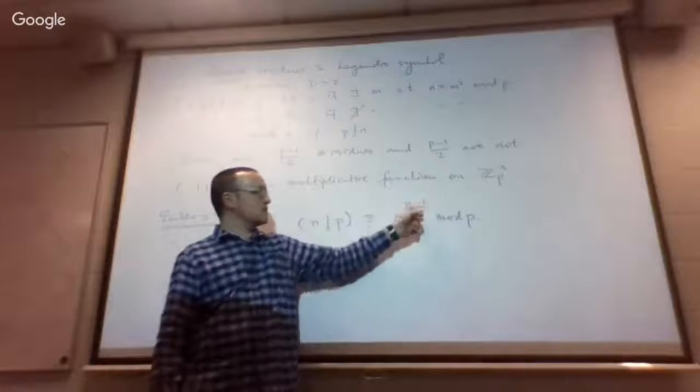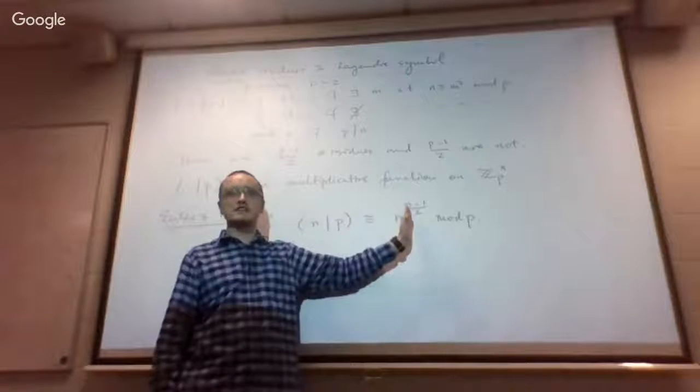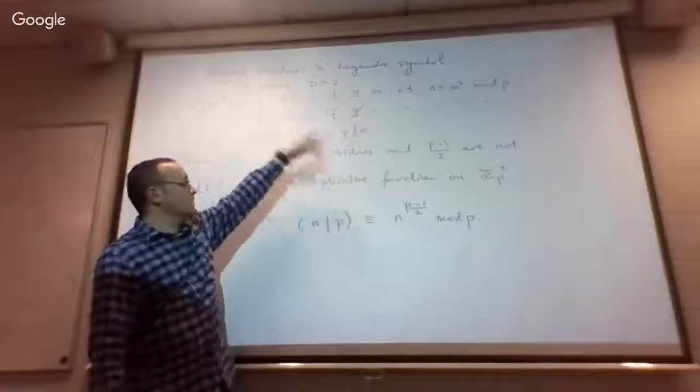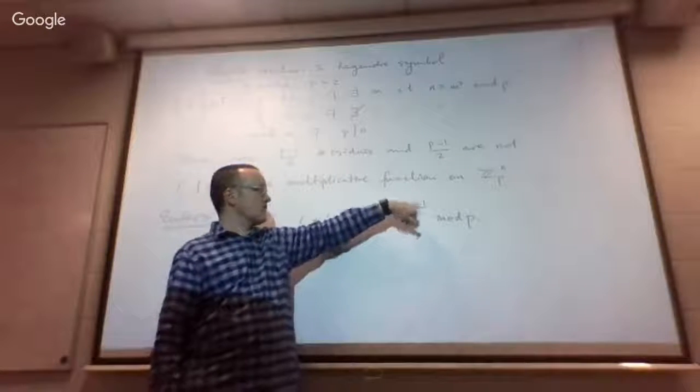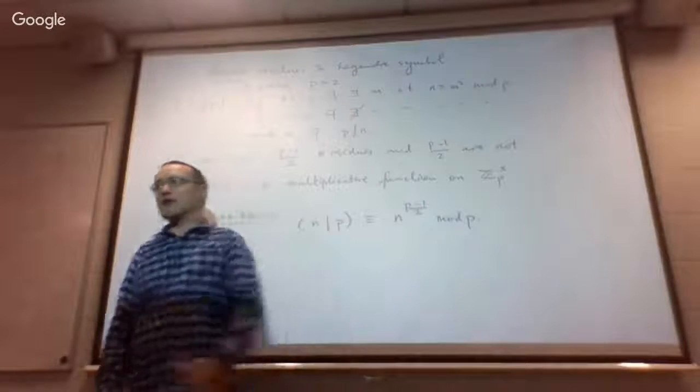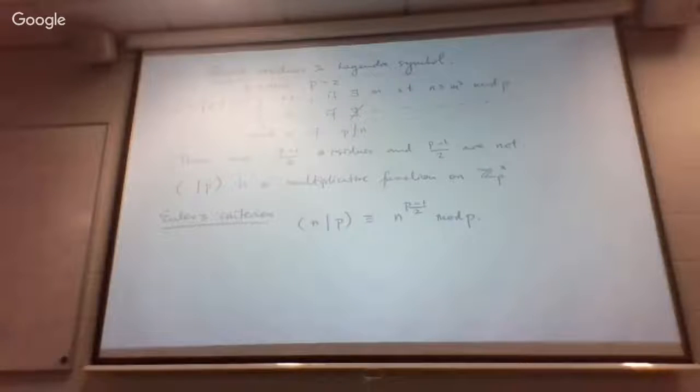Of course, this number p minus 1 over 2 is an integer, because p is an odd prime, so p minus 1 is even, so when you divide it by 2, you do get an integer. So that's just a regular integer power of n. Where we parked it the last time was we finished with the proof of Euler's criterion.